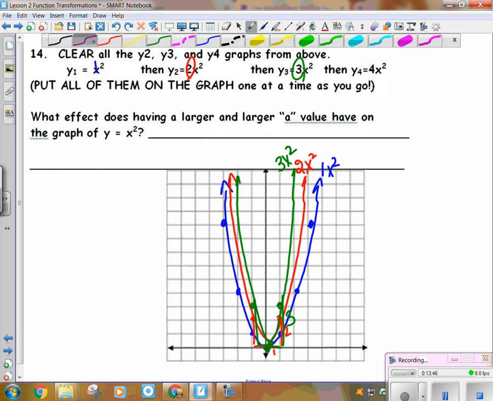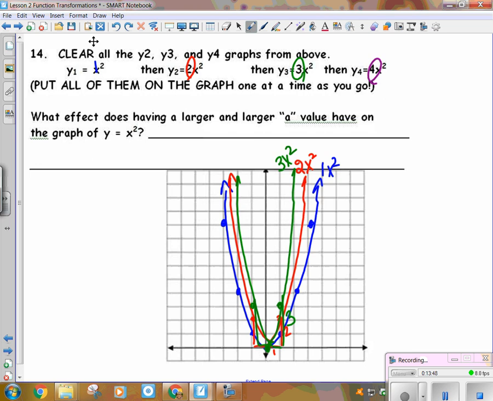But where would I go if it says 4x squared? So remember, it's almost like you're grabbing this graph and you're stretching it upward. Okay? So I'm going to start at 0, 0. Now it's a 4. So I'm going to go over 1, always over 1. And this time I'm going to go up 4. Over 1 and up 4. So now I'm even skinnier than I was before. So that would be 4x squared.